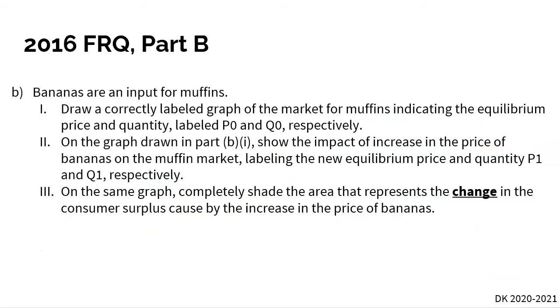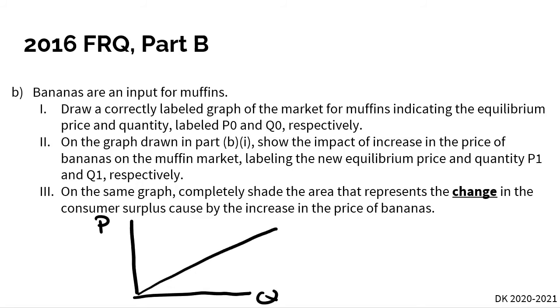For Part B, it's an entire graphing question. So B1 asks, given that bananas are an input for muffins, draw a graph for the market of muffins, indicating P0 and Q0 for the equilibrium price and quantity. That should be pretty simple. Remember, we have to label our axes. We have our upward sloping supply and our downward sloping demand. And here we know this is going to be quantity 0 and price 0. So if you just drew that graph, you got points. So B1 is actually pretty simple.